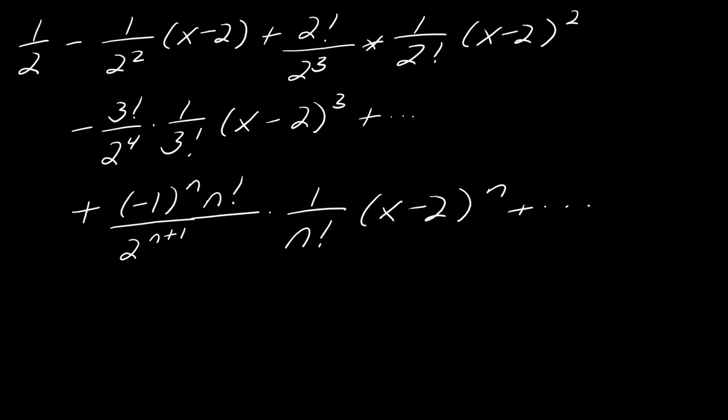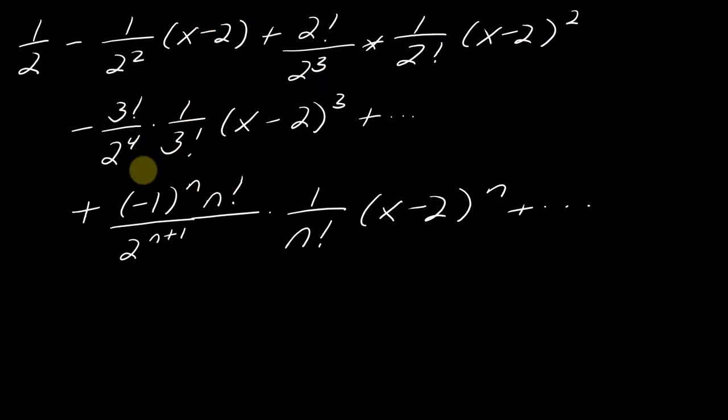So I am now going to plug in that 2 into all of my formulas. So my 1 over x becomes 1 over 2. This becomes minus 1 over 2 squared. This is 2 factorial over 2 cubed times 1 over 2 factorial. So you can now take all those pieces that we have and see how they all kind of connect.